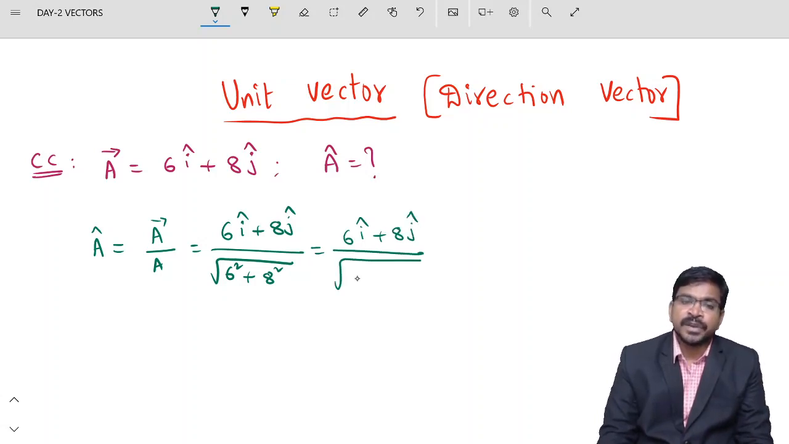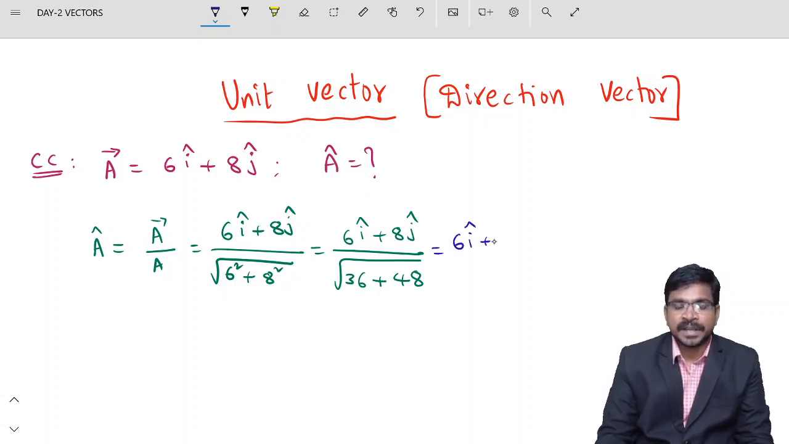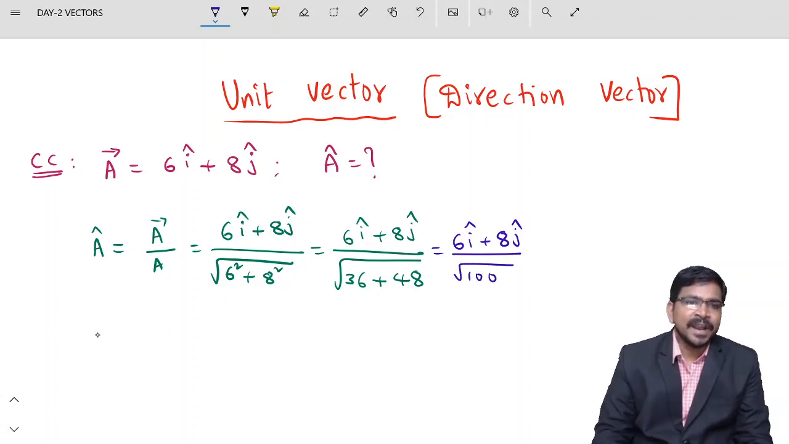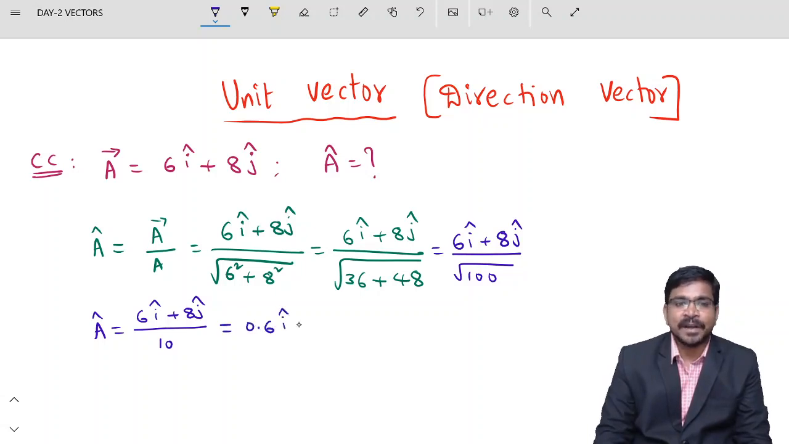The square root of 6 squared, which is 36, plus 8 squared, which is 64. Now we will get our favorite number here: 6i + 8j over the square root of 36 plus 64, which is the square root of 100, and that is 10. So 6i + 8j by 10. Then what is the answer? 0.6 i cap plus 0.8 j cap.